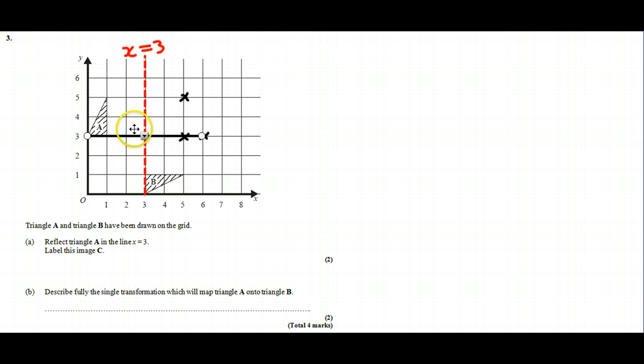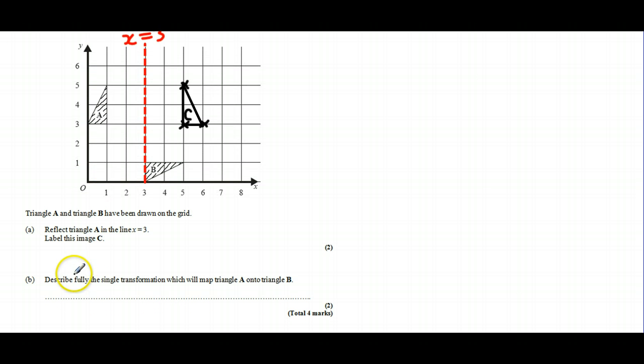So that means that we can now put our reflected shape in by joining up those 3. And it says to label the shape or the image C. So we do that there. You get one of the marks for having a reflection and the other mark for doing it correctly in the line x equals 3. The next part says describe fully the single transformation which will map triangle A onto triangle B.